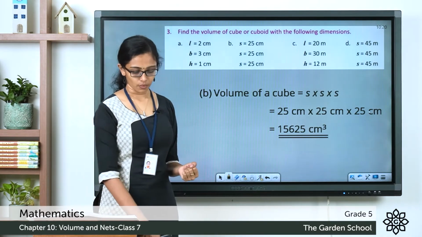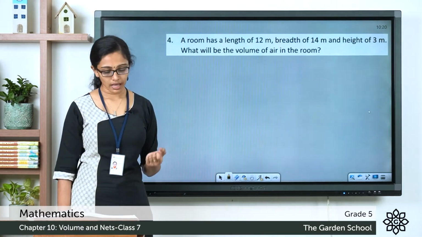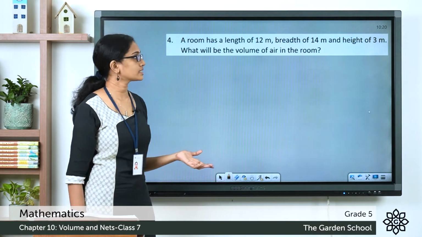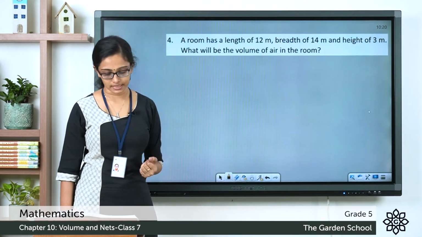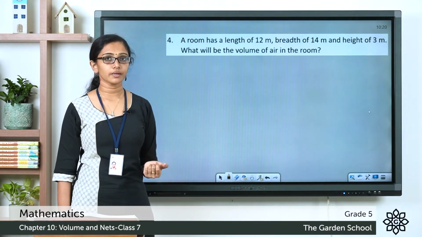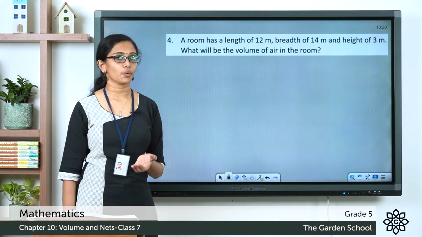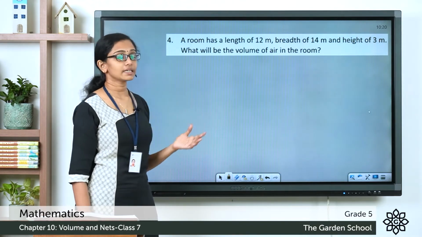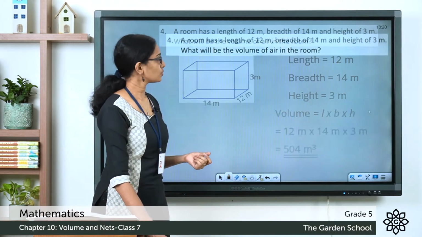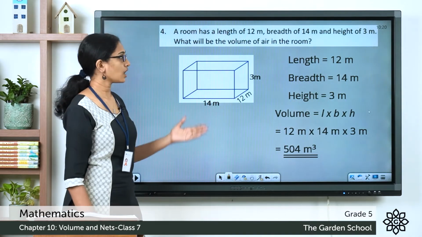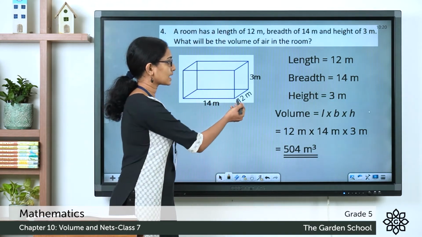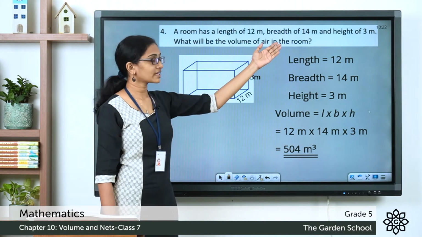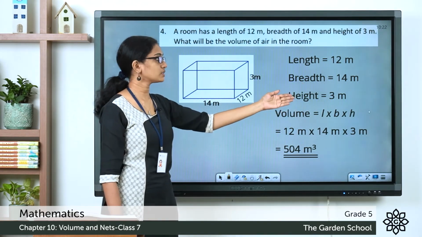Now question number 4. A room has a length of 12 meter, breadth 14 meter and height of 3 meter. What will be the volume of air in the room? Now, how do you calculate the volume of this? You are given the dimensions of a room. So, let this be that room. Now, in the question it is mentioned the length of the room is 12 meter, breadth is equal to 14 meter and the height of the room is equal to 3 meter.